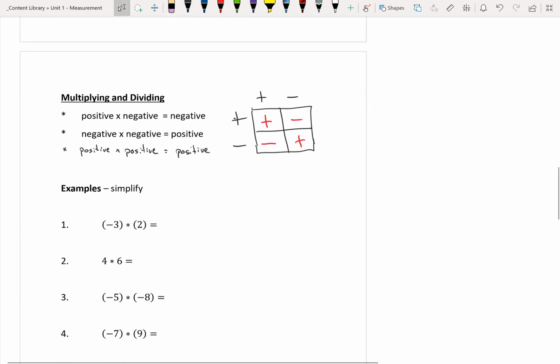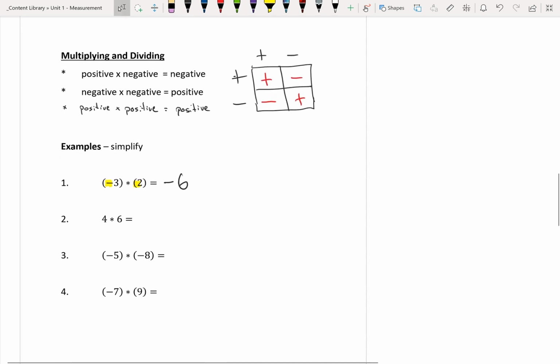So if I look at example 1, again I'm trying to simplify or find a solution. So negative 3 times 2, easiest thing to do first is figure out your number. So 3 times 2 is 6. Now look at the sign. I have a negative here and no sign here, which means it has to be positive. If we go back up to our table, a positive and a negative will give me a negative. So negative 3 times 2 is negative 6.